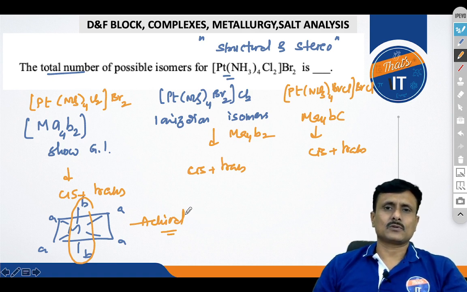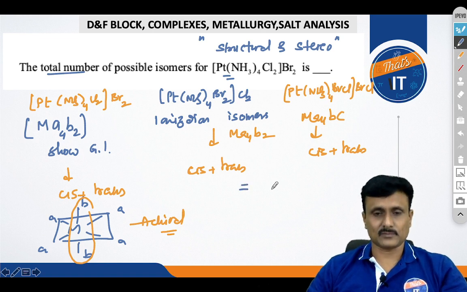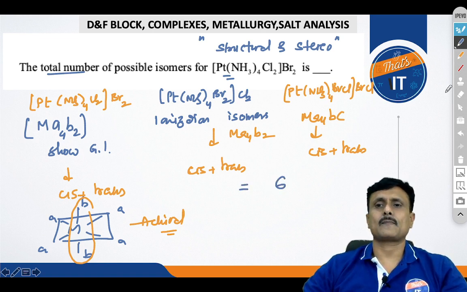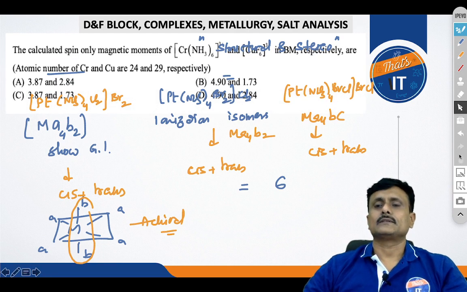Alright, so the total number of geometrical isomers are, you must write 6, isn't it? Let's see the next question.